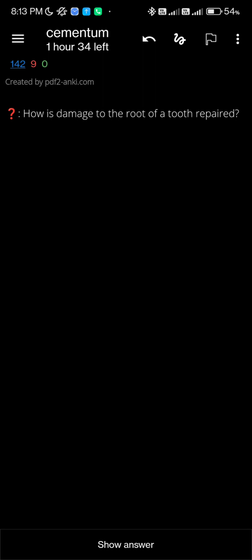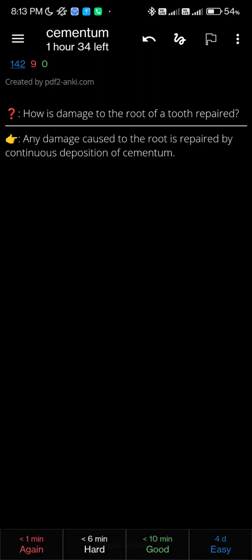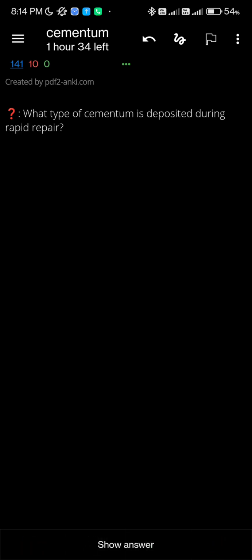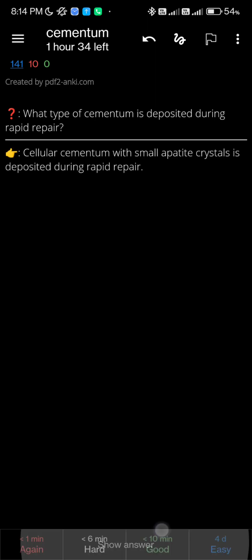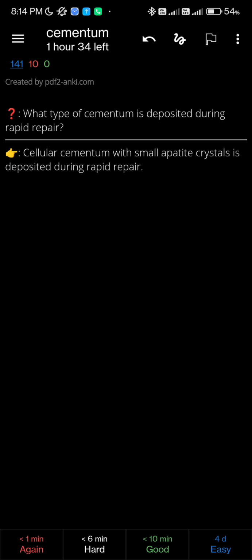How is the damage to the root of a tooth repaired? Any damage caused to the root is repaired by continuous deposition of cementum. Rapid repair, then it is acellular cementum.